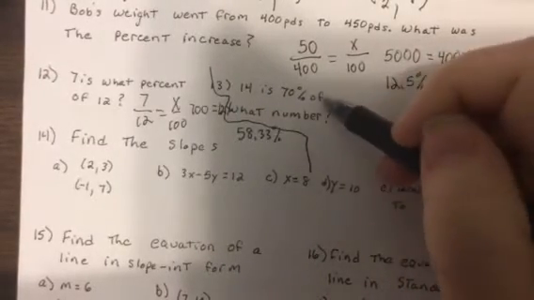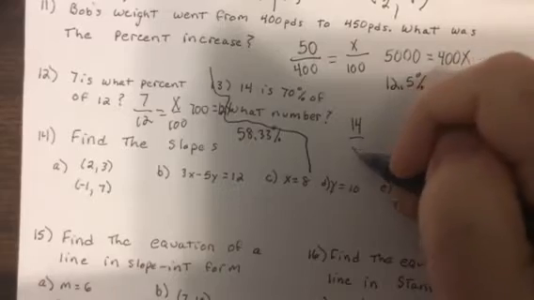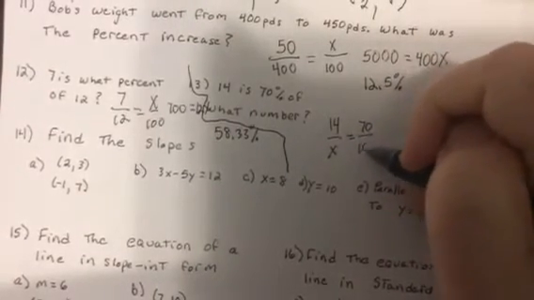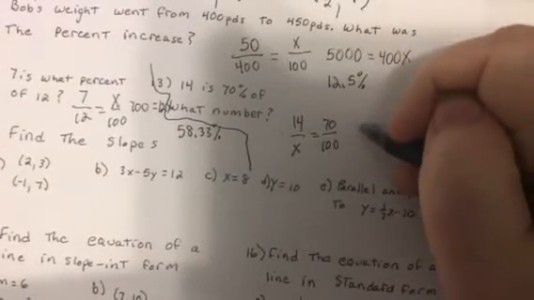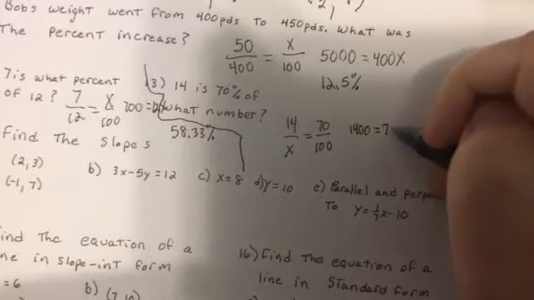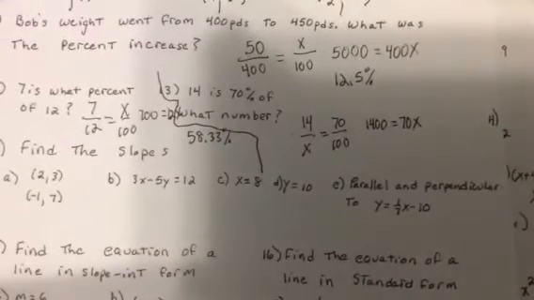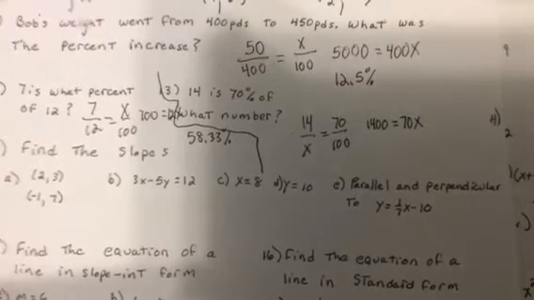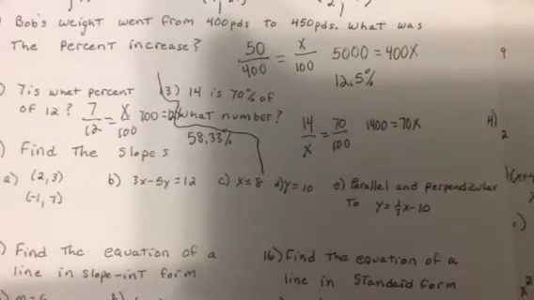so the of is the unknown. So it'd be 14 over x is 70 over 100. So 1400 equals 70x. So 1400 divided by 70, I believe, is 20. And it is.